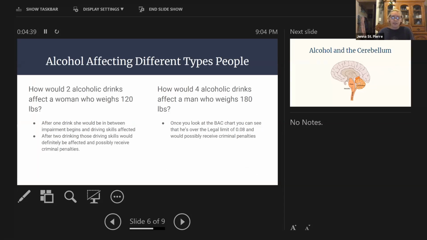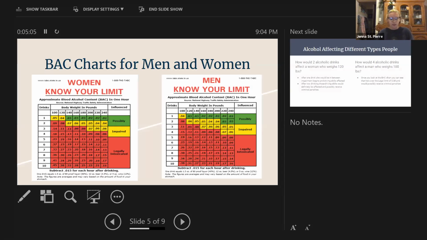So, alcohol affecting different body types. I have 2 questions on this page for you to kind of figure out on yourself. We're going to go back and look at those 2 BAC charts. How would 2 alcoholic drinks affect a woman who weighs 120 pounds? After 1 drink, she'd be at the impairment phase. After 2 drinks, she would be legally intoxicated. If we go back, we can fact check ourselves.